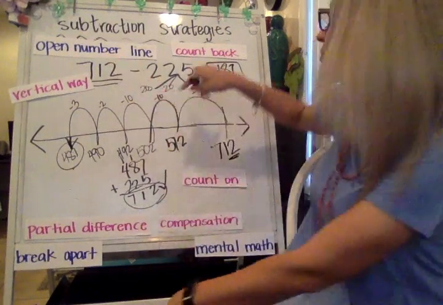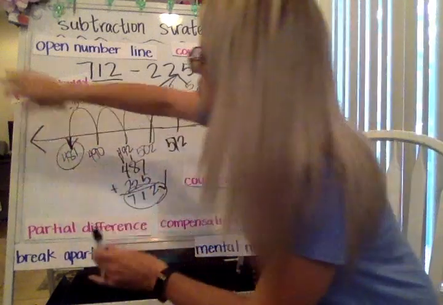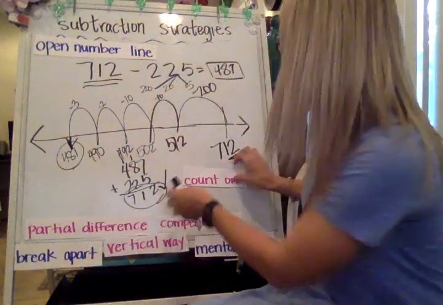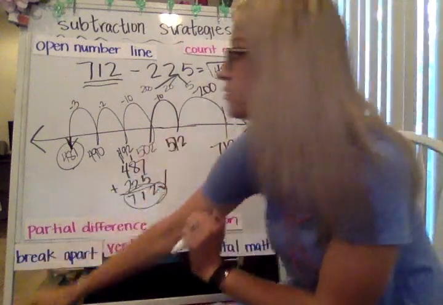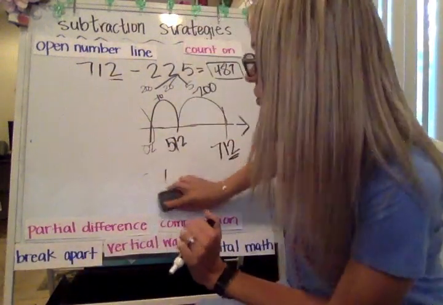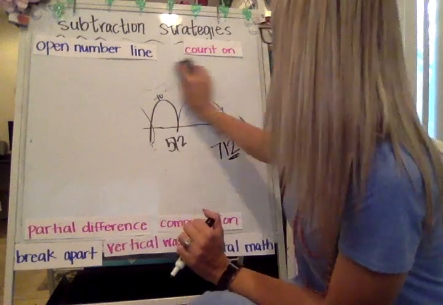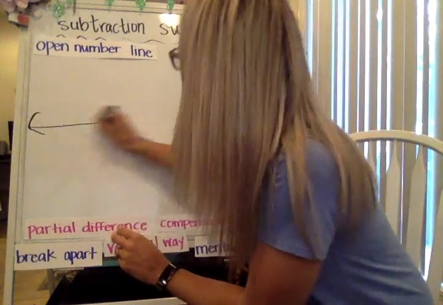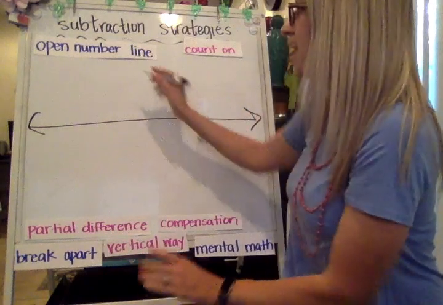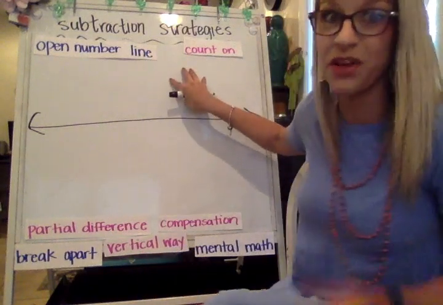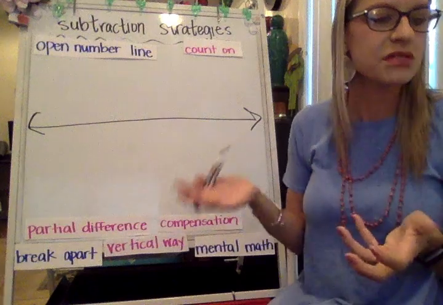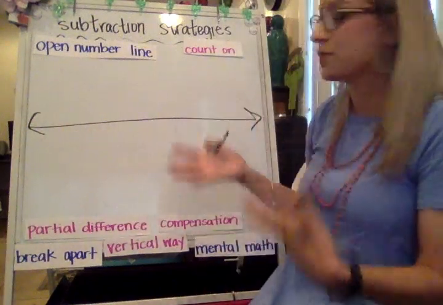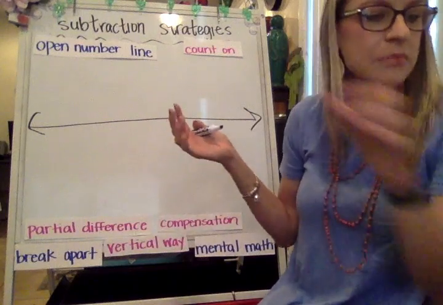This was using an open number line for counting backwards. We are going to continue with the open number line, but this time we're not going to count backwards. We're going to count on. So you can go ahead and start by putting an open number line on your paper. Counting on means we're going to start at the smaller value, the lesser amount, and we're going to keep on counting up until we get to the original number.